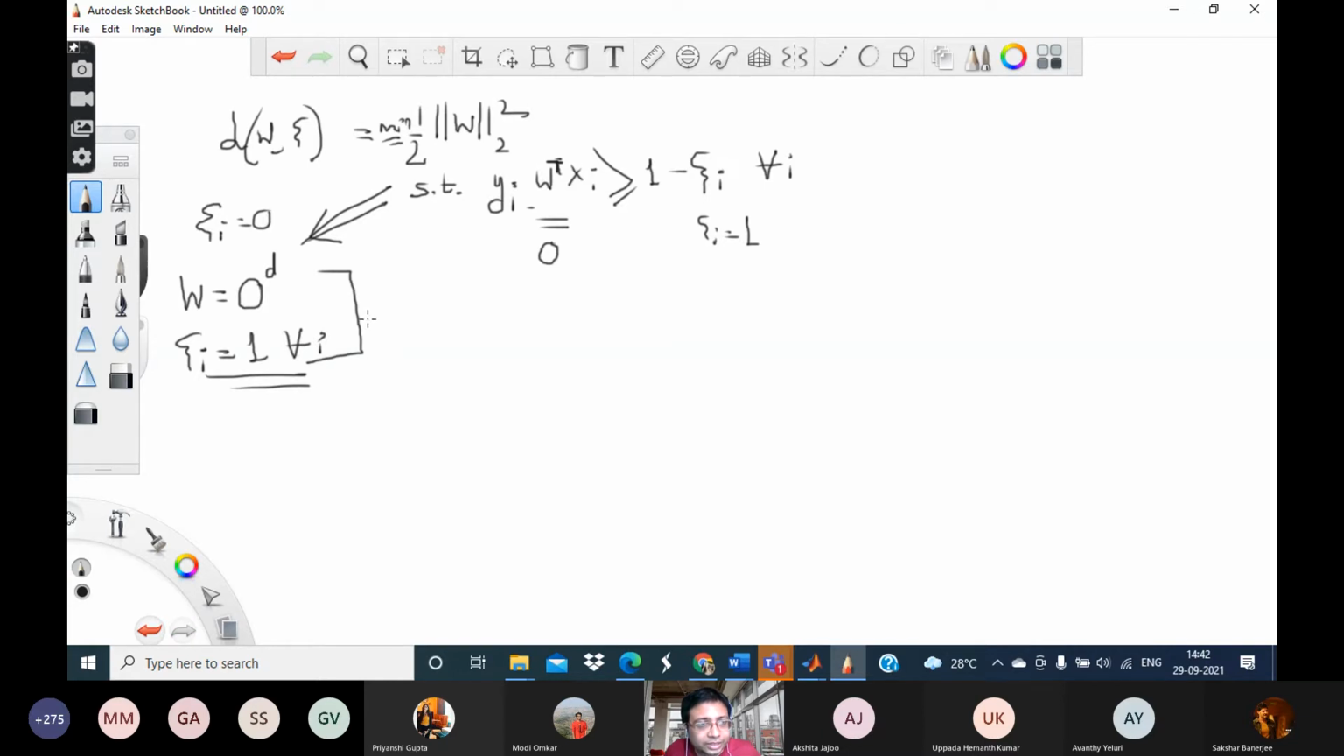Can anyone suggest how I can remove this problem? I mean, the xi I will have to have, but at the same time I do not want this kind of a solution also. So can you suggest what I may do?